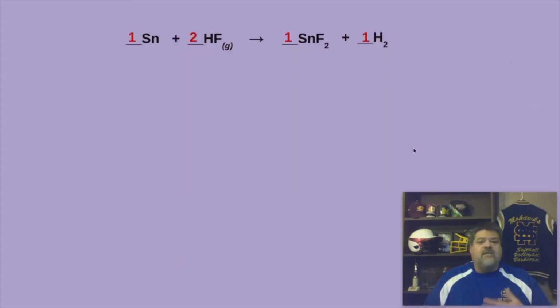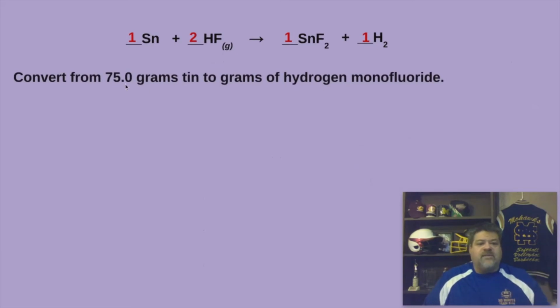So we're going to use that molar ratio to convert from 75 grams of tin to how many grams of hydrogen monofluoride. In this question, we always have to start out with what we have in the equation. So we're going to start out with our 75 grams of tin. What do we do next? It's one of the always things. When we convert, what do we do next? We're going to convert this to moles. We're doing that so we can use our molar ratio that we got within the balanced chemical equation.